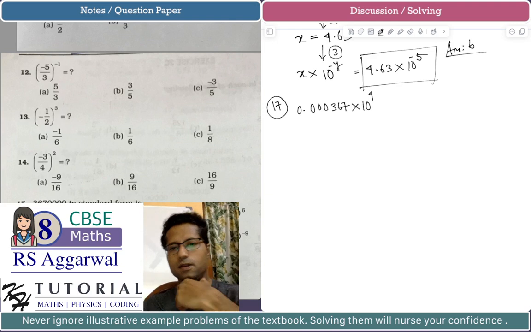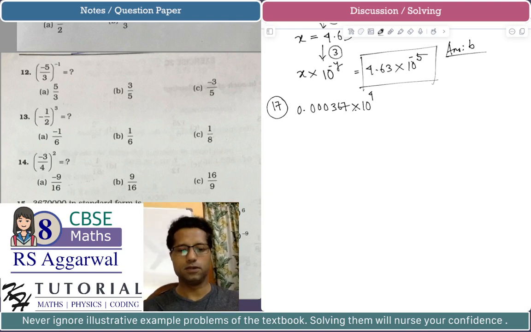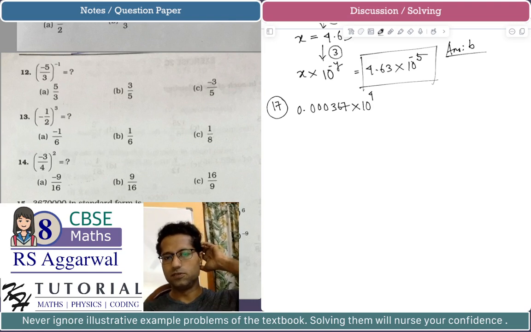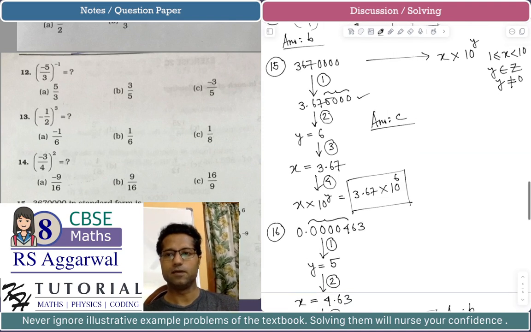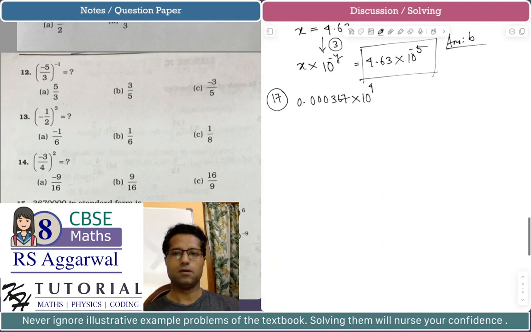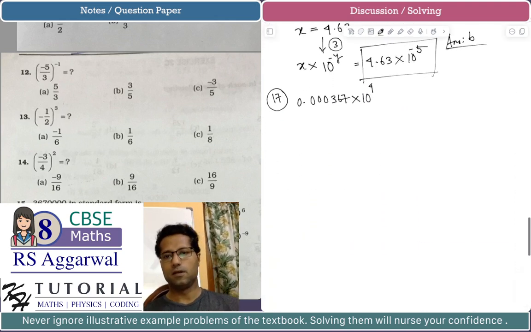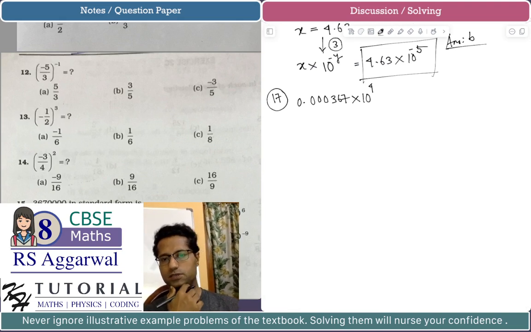Now first of all, let me clarify that this number is not in standard form, because 0.000367 is not greater than or equal to 1. In standard form, we know the form is x multiplied by 10 to the power y, where y is a non-zero integer, that is, it can be positive or negative, but x is always greater than or equal to 1 and less than 10. You have to keep this thing in mind.